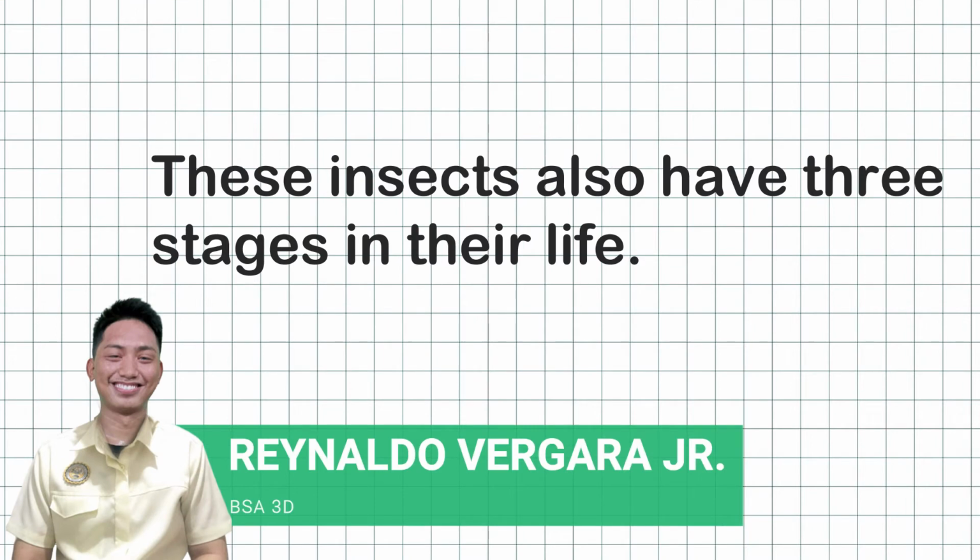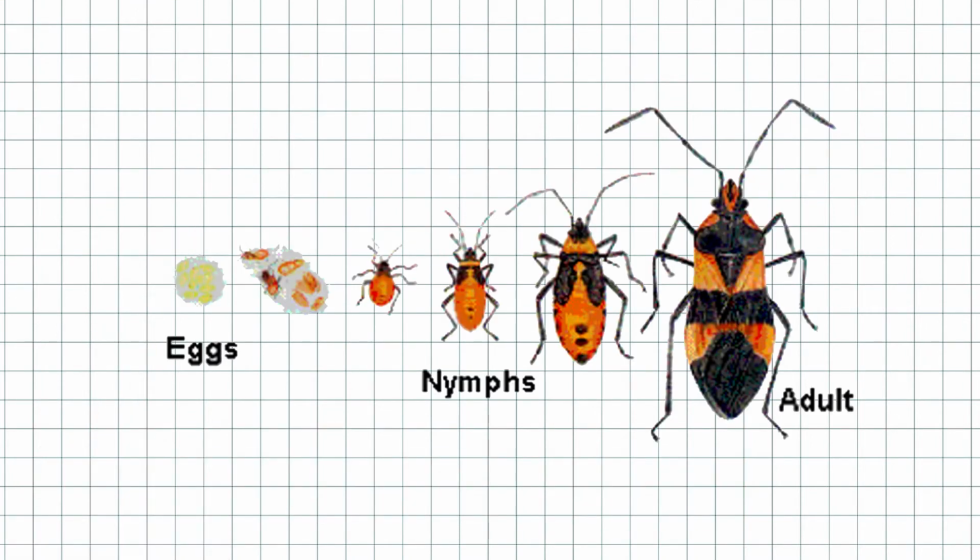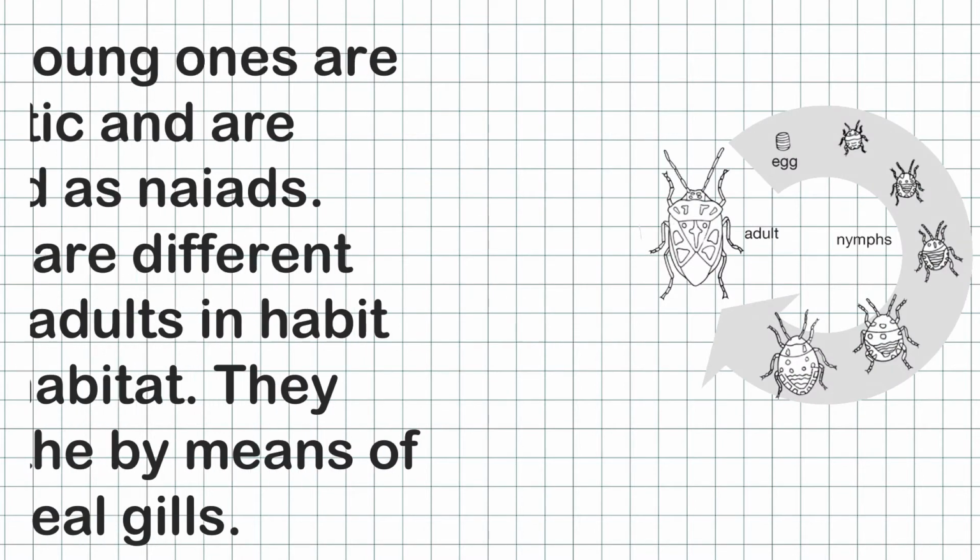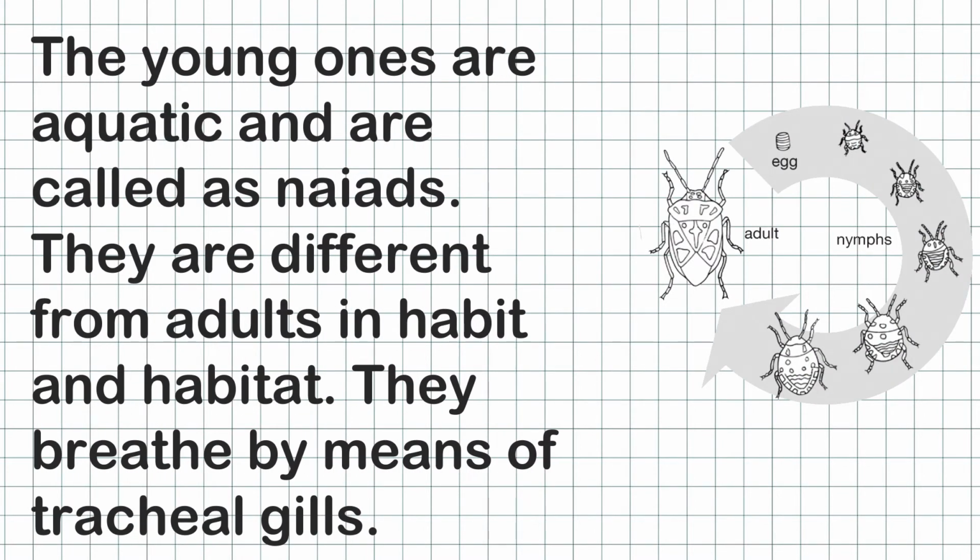Hemimetabola. These insects also have three stages in their life, namely egg, young one, and adult. The young ones are aquatic and are called naiads. They are different from the adult in habit and habitat. They breathe by means of tracheal gills.